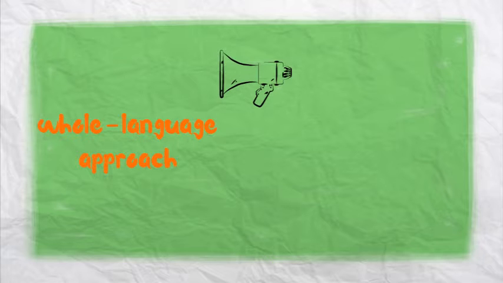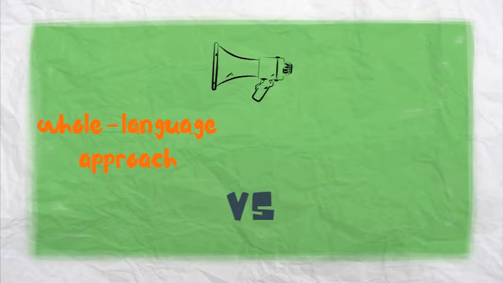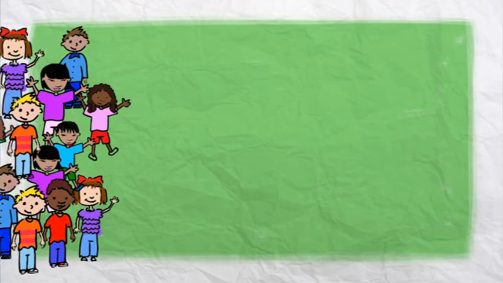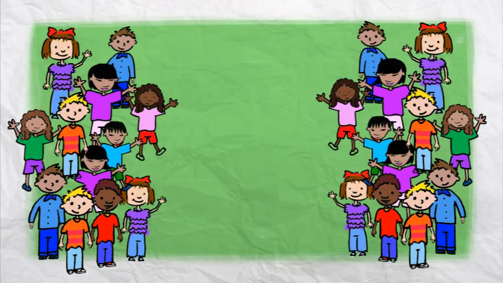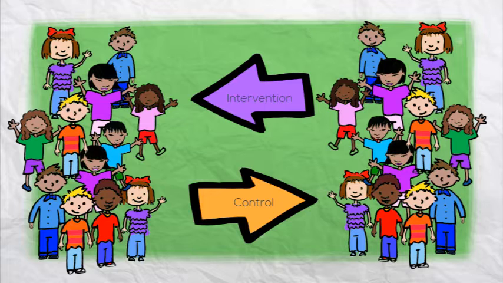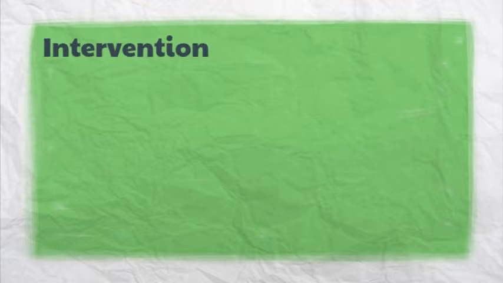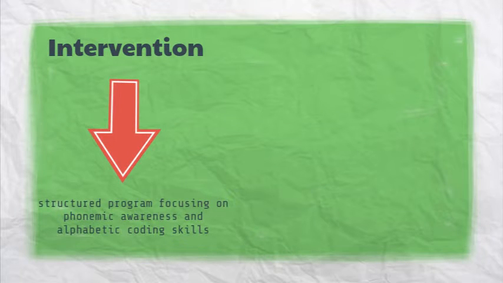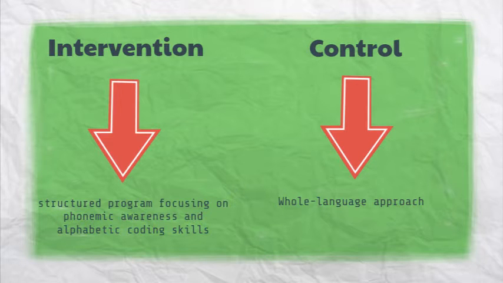There has been a lot of debate around the whole language approach to reading versus the synthetic phonics program. In 2008, 24 6 and 7-year-olds were divided into an intervention or a control group. The students in the intervention group undertook 24 weeks of a structured program focusing on phonemic awareness and alphabetic coding skills, whilst the control group continued with the whole language approach to reading the program.